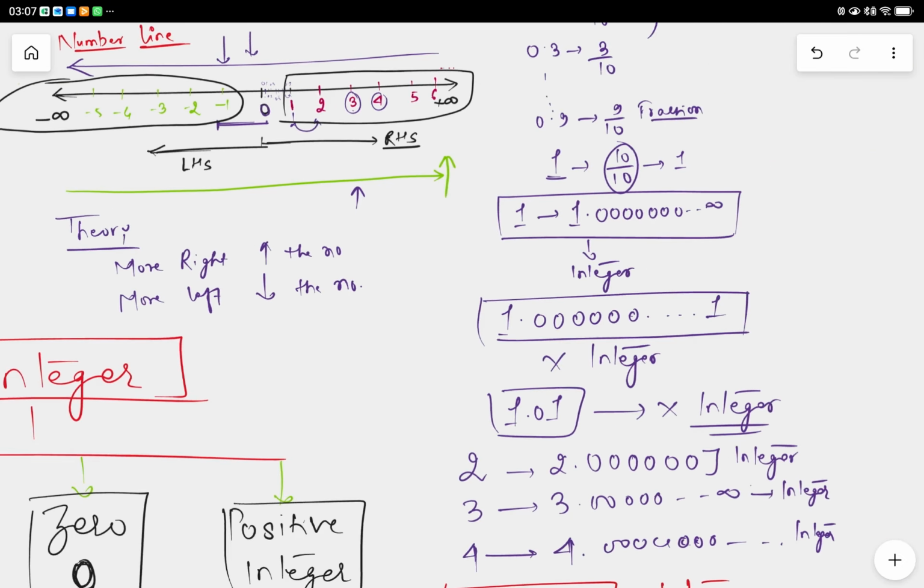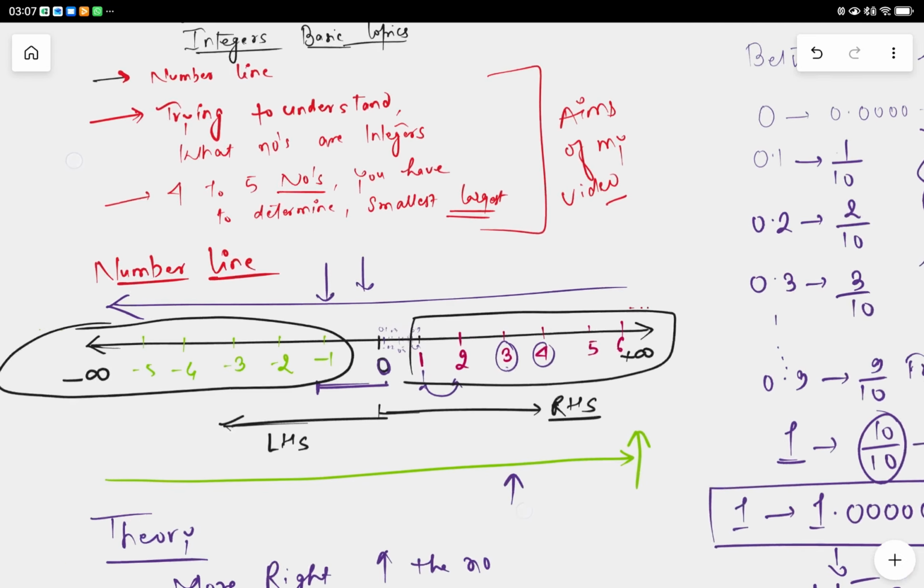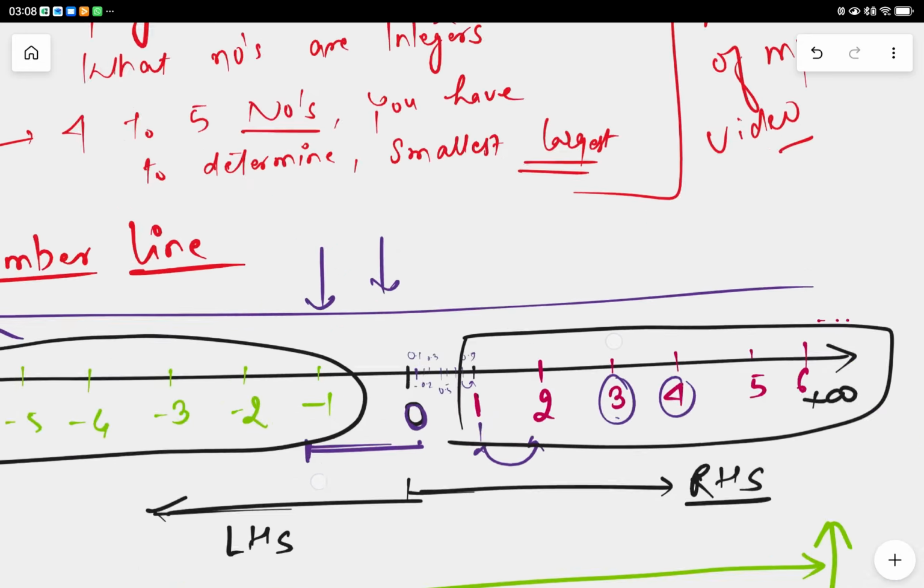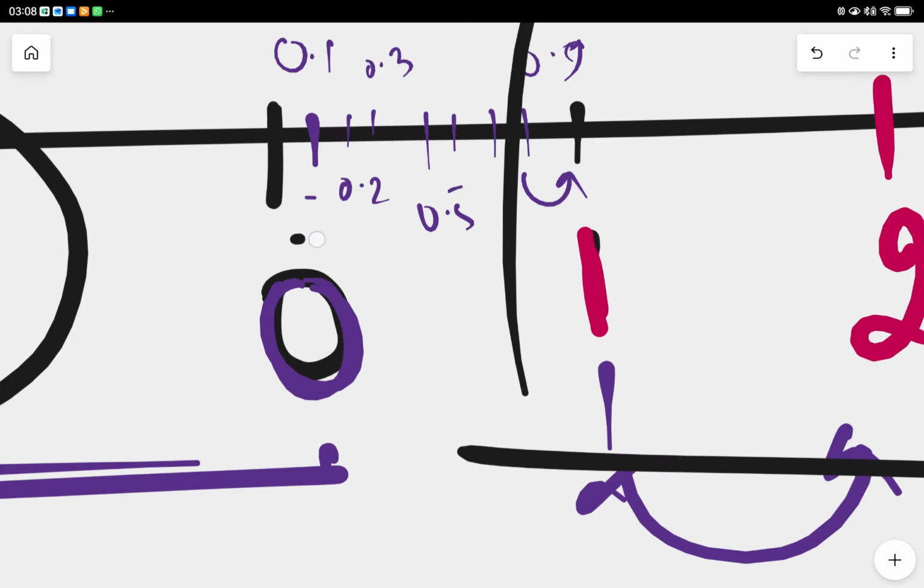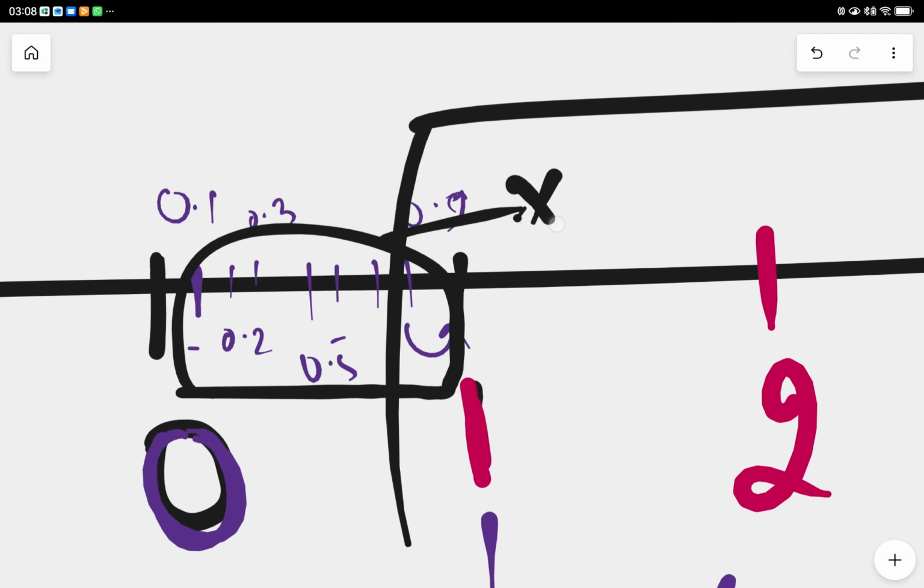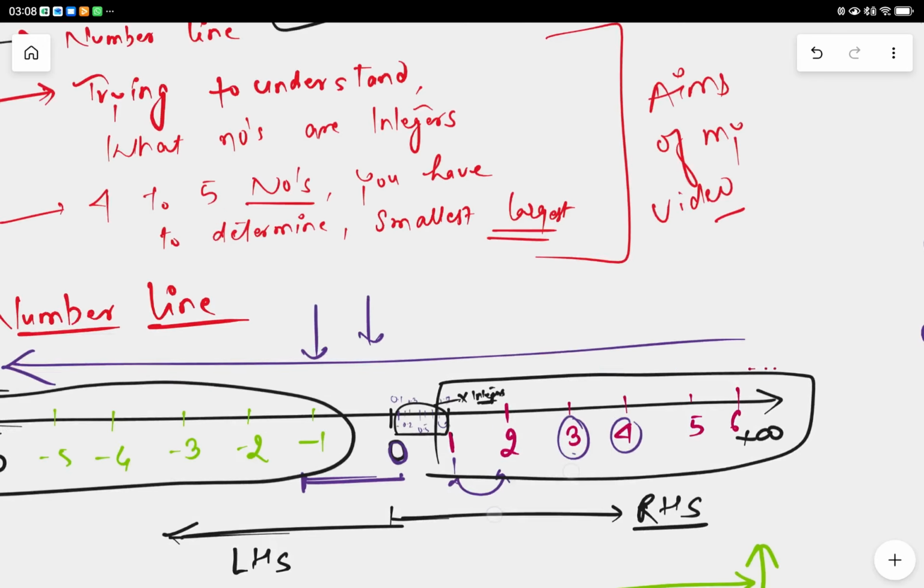Let us go back to the aim of the video. Every video of mine will have some aim, trying to make you understand something. So the first one is covered. What is a number line? It's a line which covers all the numbers of the world. Then, what numbers are integers? 1, 2, 3, 4, 5, 6 are integers. -1, -2, -3, -4, -5 are negative integers, and 0 is also an integer. Whatever comes in between 0 and 1 are not integers. Only 1, 2, 3, 4, 5, 6 are integers.